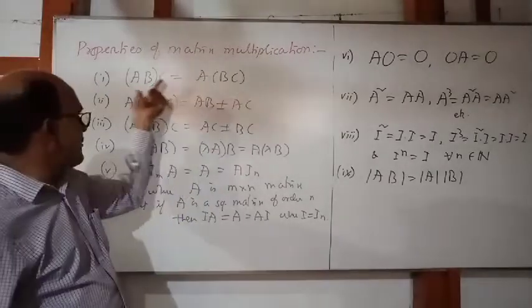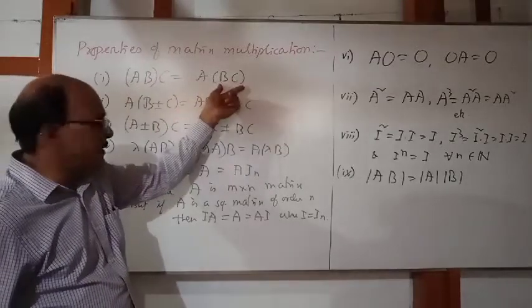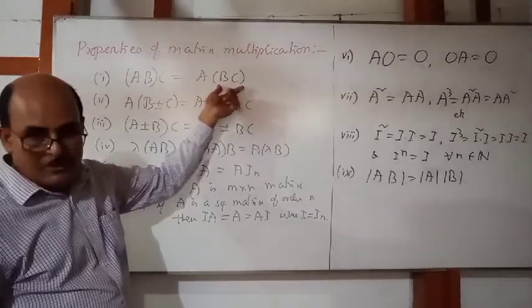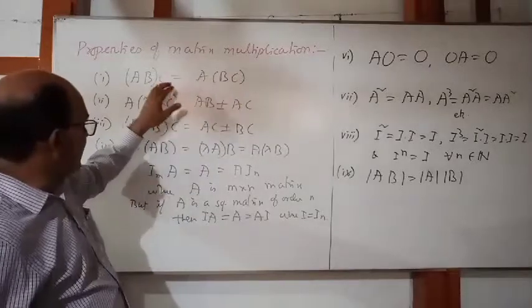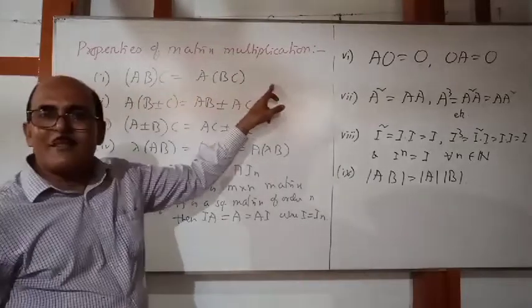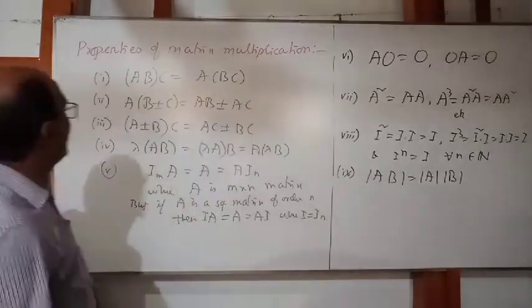So the first one is A(BC) equal to (AB)C, meaning the bracket changed. Associative. Whether we associate the first two or the second and third first, the answer will be the same. But this is not easy to prove. This is a result: matrix multiplication is associative, like addition.